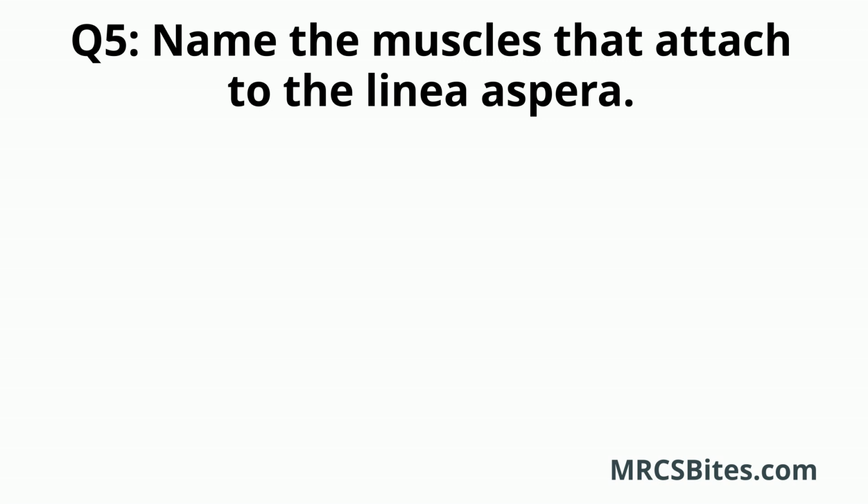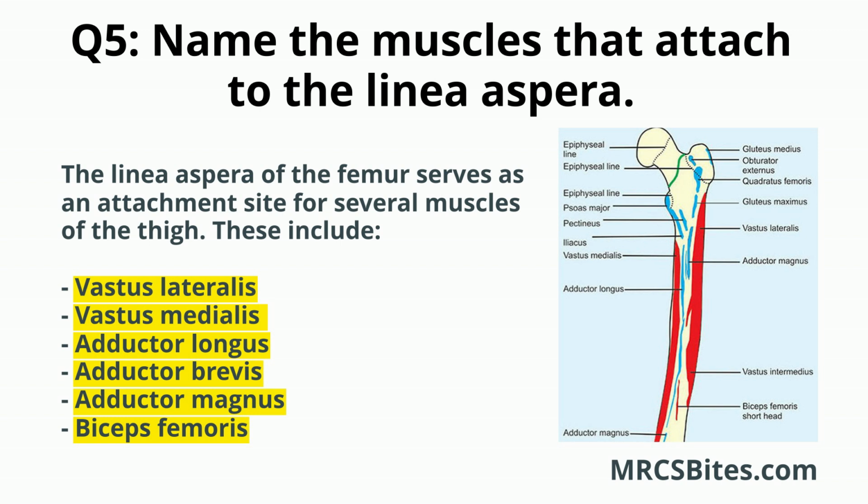Question 5. Name the muscles that attach to the linea aspera. The linea aspera of the femur serves as an attachment site for several muscles of the thigh. These include vastus lateralis, vastus medialis, adductor longus, adductor brevis, adductor magnus, biceps femoris.